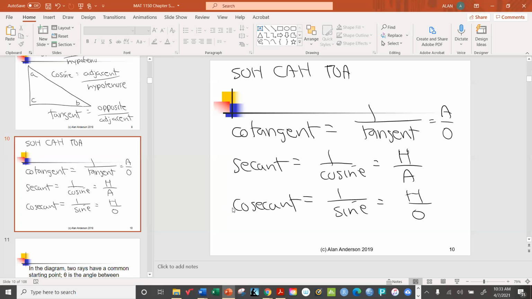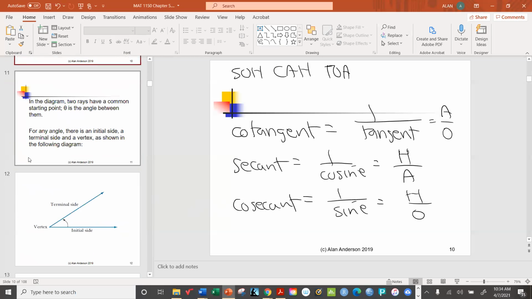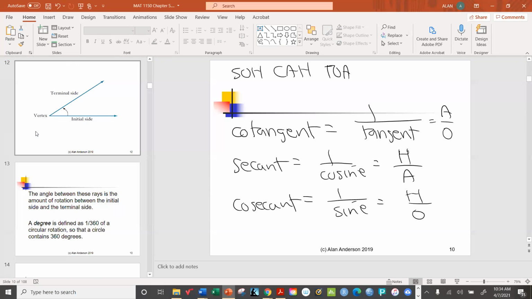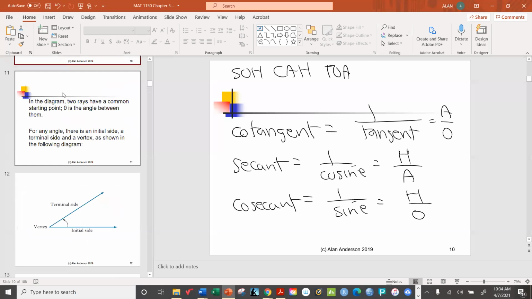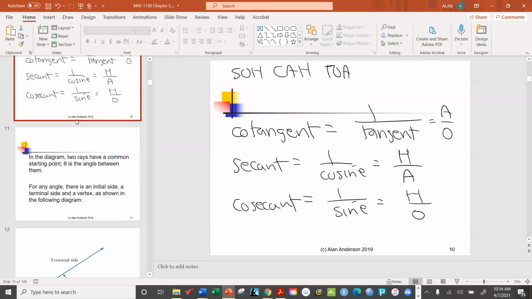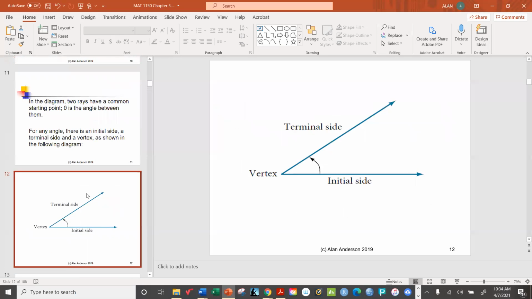So anyway, hopefully this is all stuff you've seen before. It's okay if you've never seen it before. It'll just make a little bit more sense if this is something you've done in the past. So now just a little bit more terminology here. I just want to mention here before we go any further. Here's a diagram that we should be comfortable with.